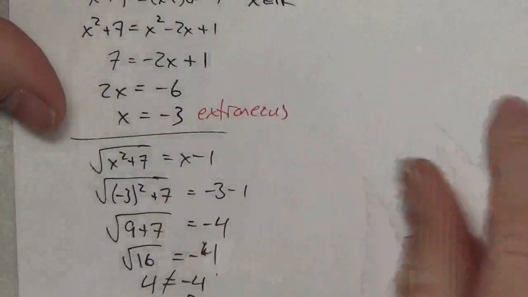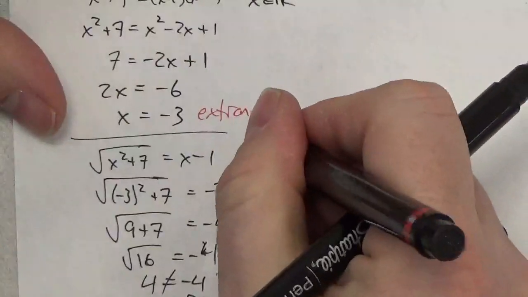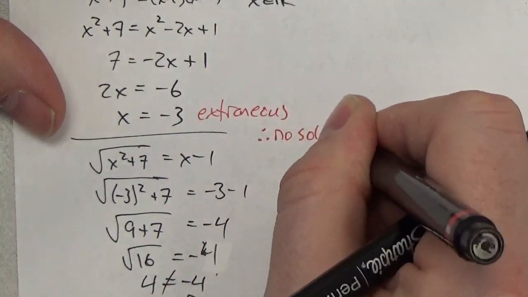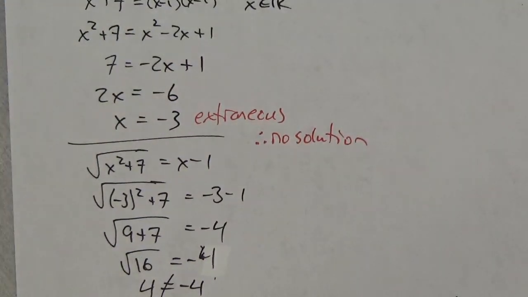So what does that mean? Well, if the only root I get is extraneous, then that means there's no solution. And that's okay. That's totally fine.